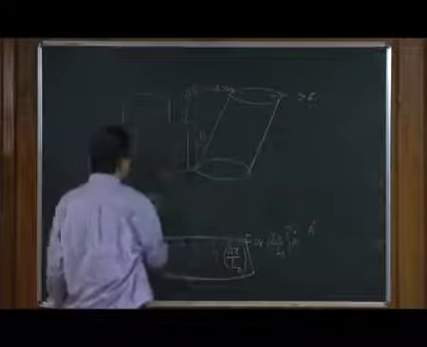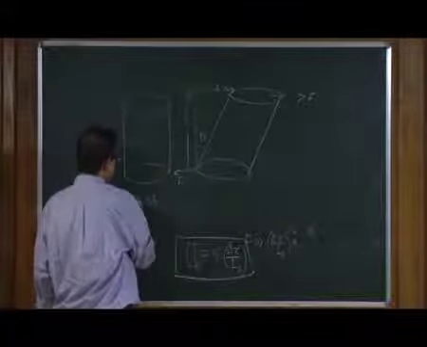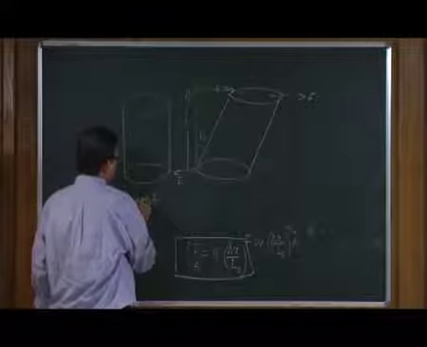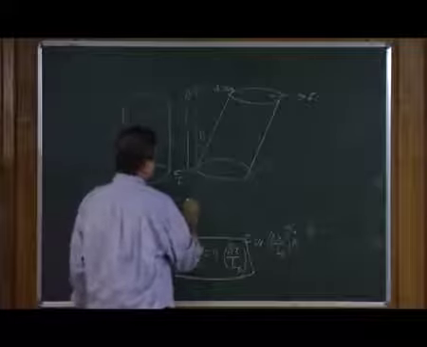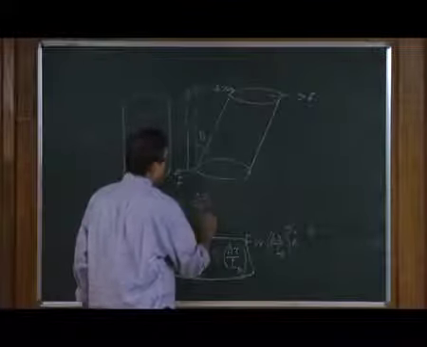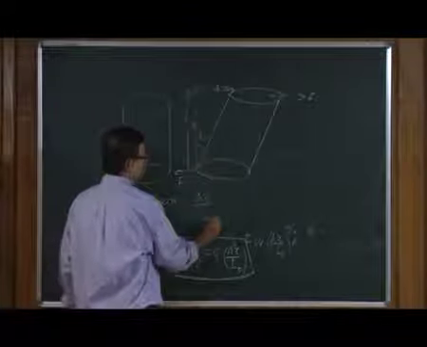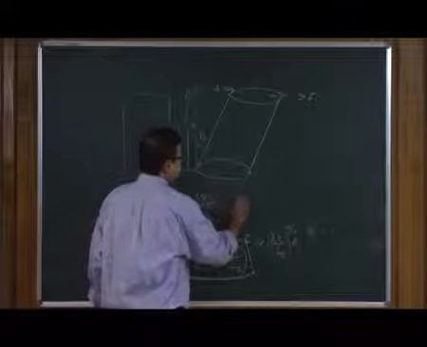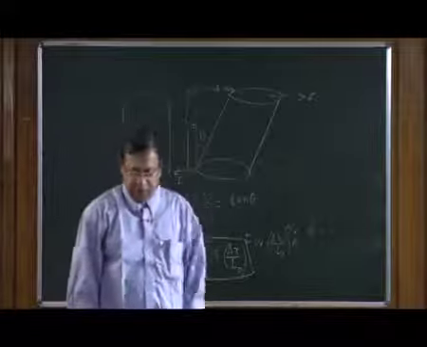So, the shearing strain is given by delta x over L, or let us just put it as L naught as we have been doing, and this is given by tan of the angle of the deformation.